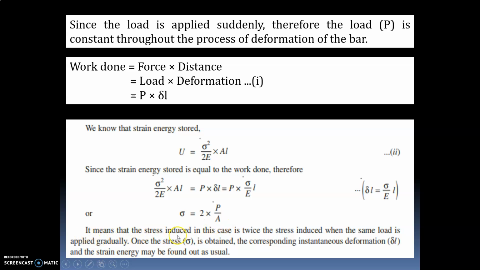It means that the stress induced in this case is twice the stress induced when the same load is applied gradually. Once the stress is obtained, the corresponding instantaneous deformation delta L and the strain energy may be found out as usual. The strain energy formula is the same, only the stress calculation is different. You have to consider twice the load divided by area.